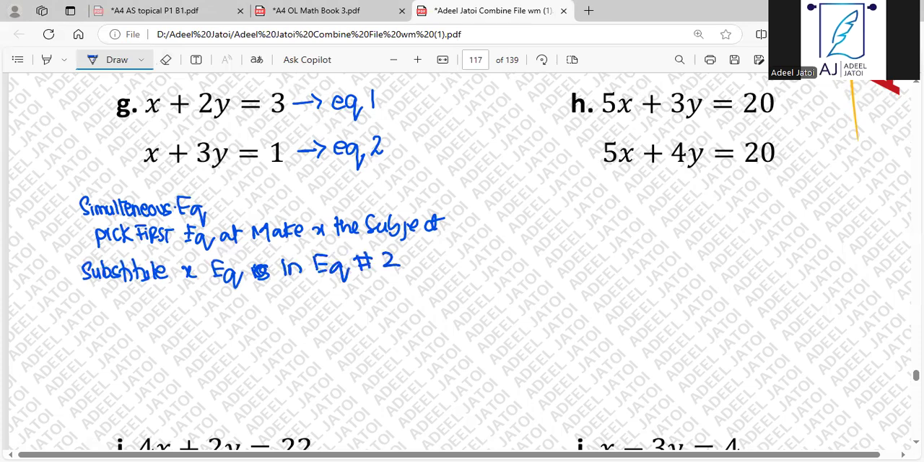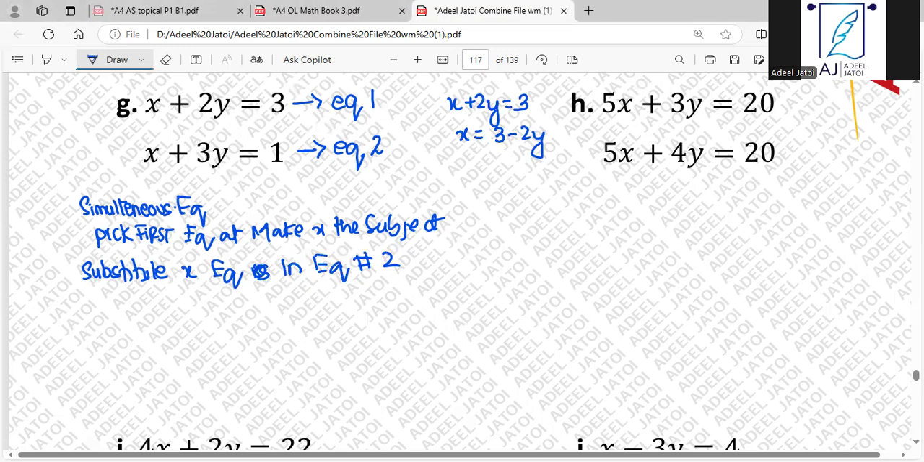So every time, what you need to understand is you're going to pick the first equation. You need to make x the subject. Once x is the subject, then you need to put it down in equation two. Let's say x plus 2y equal to 3. So x will become 3 minus 2y.